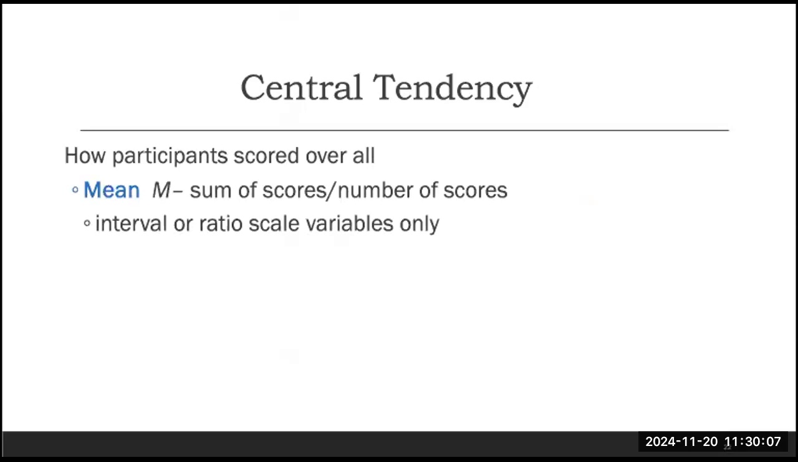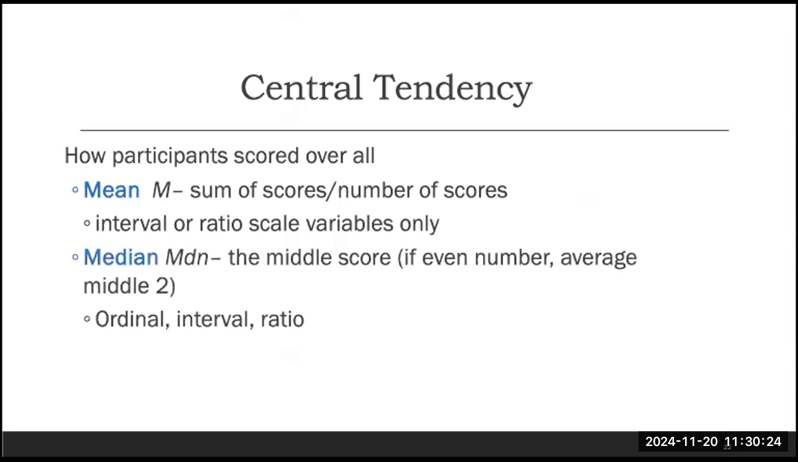With the mean, what we do is we add up all the scores and then divide by the number of scores that we were looking at. You can only do this with interval or ratio scale variables. You cannot do this with nominal or ordinal variables. The median is the middle score. If you were to order your values from lowest to highest and then take the middle score, that's the median. If you have an even number of values, you take the average of the middle two.